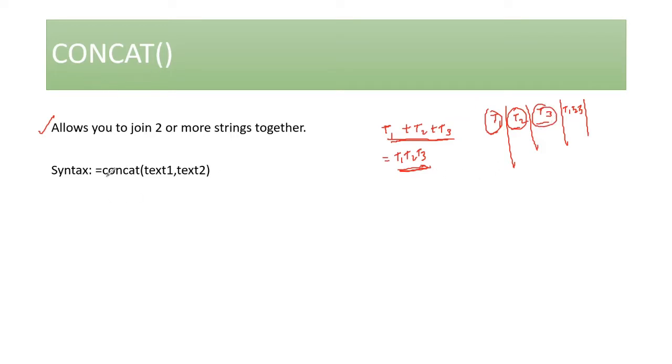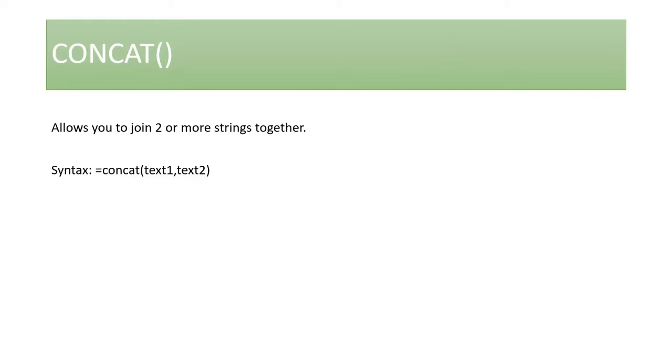The syntax of your concatenate function goes like this. You put an equal to sign indicating that you're writing a formula in the Excel sheet. Write concat, put a small bracket, pass the first text, second text, and you can keep on adding those values. Once done, close the small bracket and hit enter. That is where you let the Excel sheet know that you are done with your formula, and it would start evaluating the formula and give you the result. So that is how you can make use of your concatenate function.